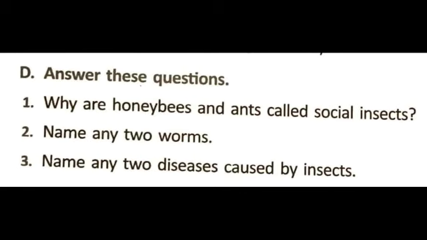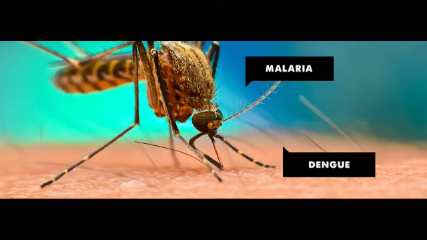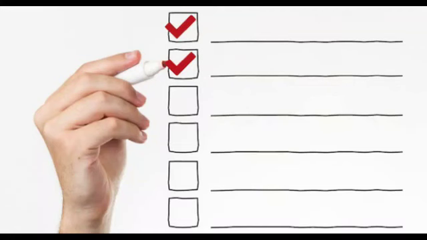The third question is, name 2 diseases caused by insects. So Slaters, from the lesson we learned about many diseases which are caused by insects. They are malaria, dengue, typhoid, dysentery and diarrhea. You can write any 2 out of these.